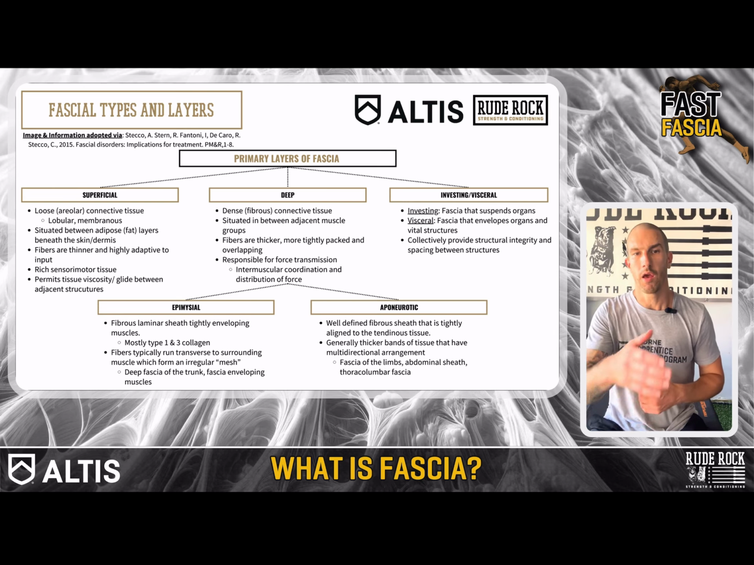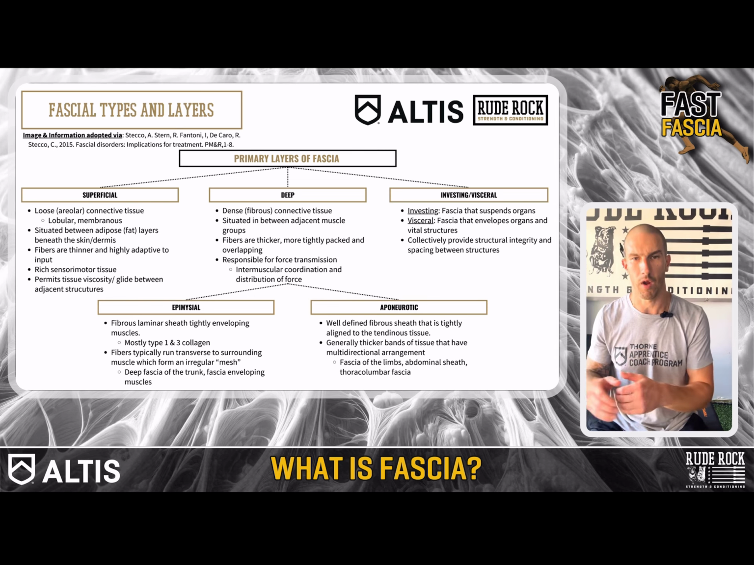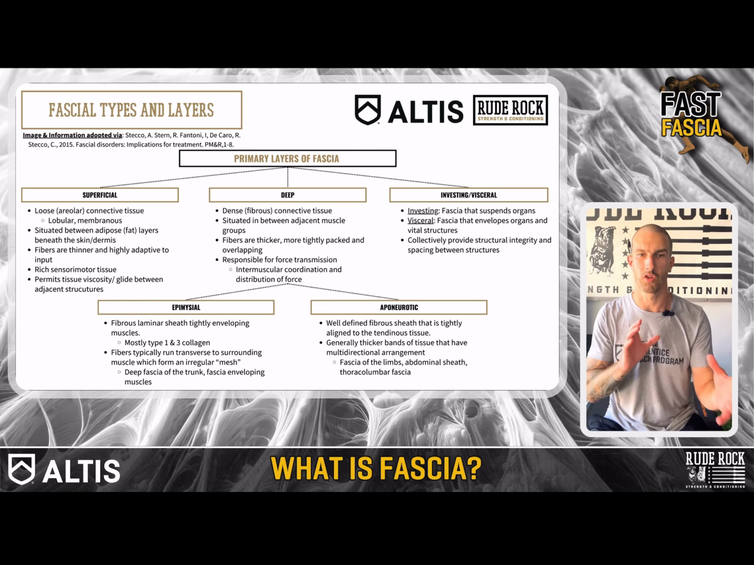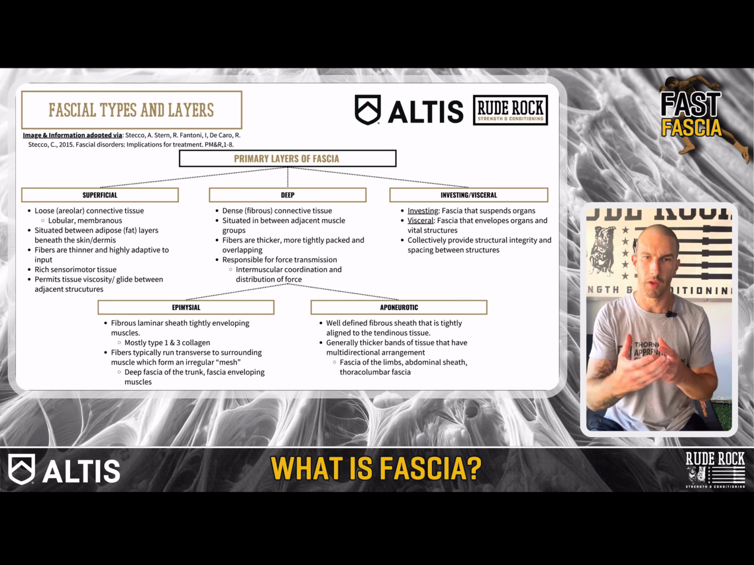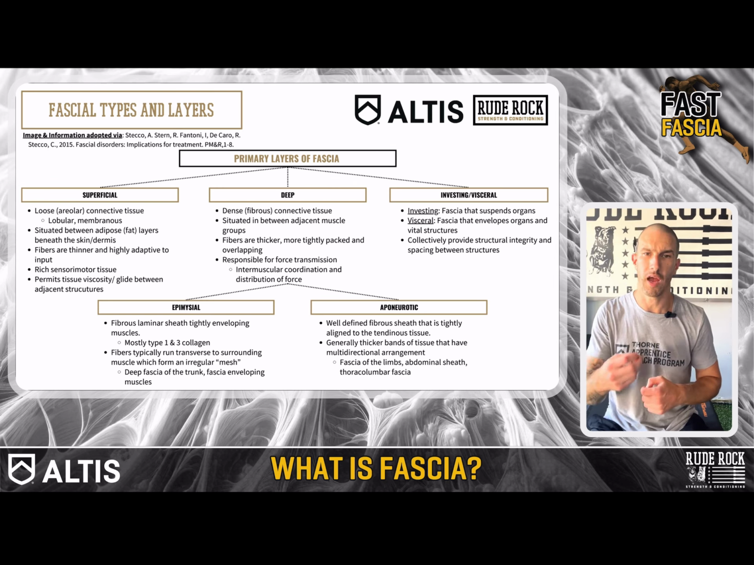Now, beyond the superficial and the deep fascia classifications, we can then take it one step further, and we have a little delineation within the deep fascia. Here we have two different types of fascia, the epimysial fascia and the aponeurotic fascia. The epimysial is going to speak more to that fascia that is enveloping the muscle fiber and enveloping the muscle bellies, whereas the aponeurotic fascia is going to speak more to the fascia that kind of broadens and extends off of the tendinous tissue.